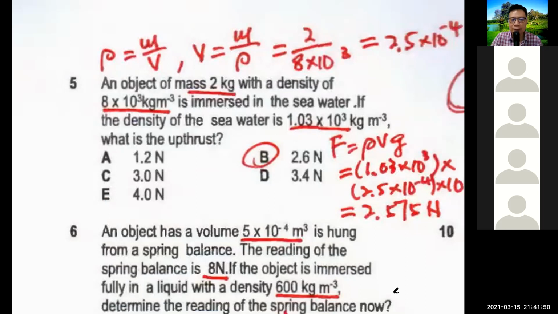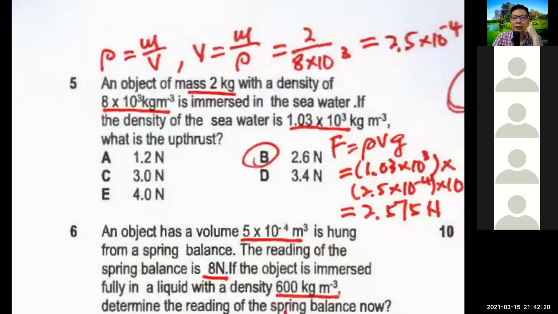Anyone got the answer? What is the apparent weight? Simpun Keng, can you get the answer or not? Okay, someone has given an answer already.